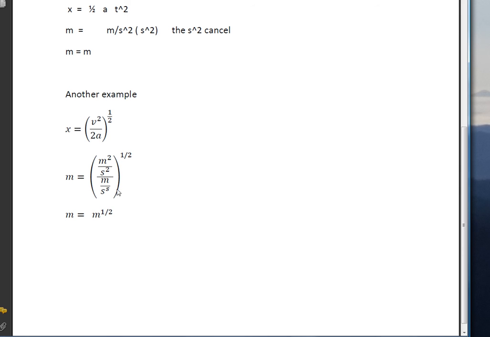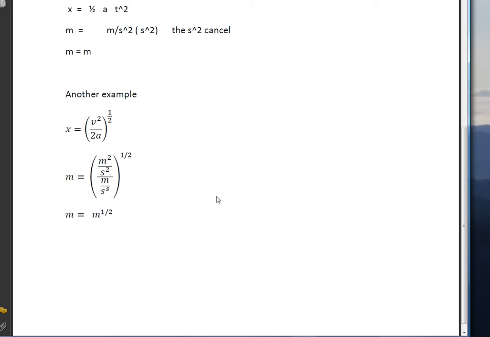You can see that the seconds are going to cancel out, and only one of the meters is going to cancel out. So you're going to be left with a meter raised to the 1/2. If you tried to use this formula, it wouldn't work because it ends up in the square root of meters instead of meters. So this is not a valid equation.